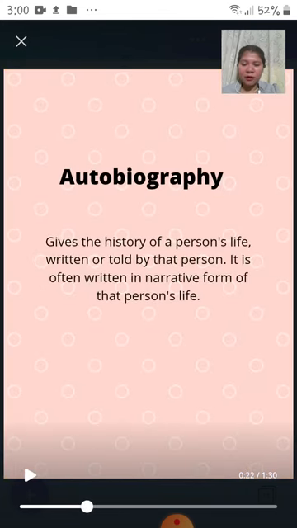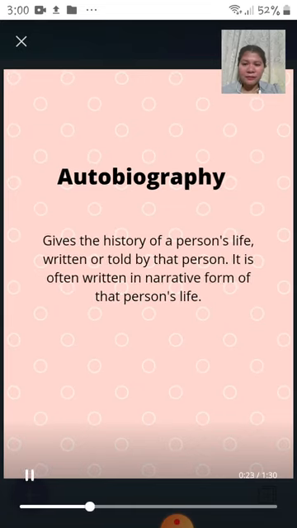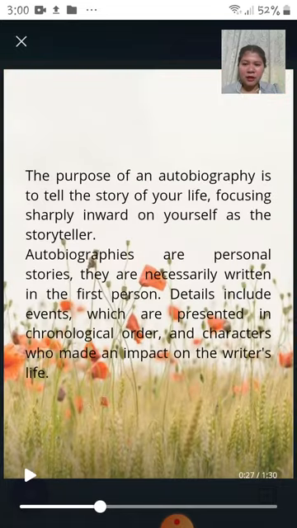Our main topic for today is an autobiography. It gives the history of a person's life, written or told by that person. It is often written in narrative form of that person's life. The purpose of an autobiography is to tell the story of your life, focusing sharply inward on yourself as the storyteller.